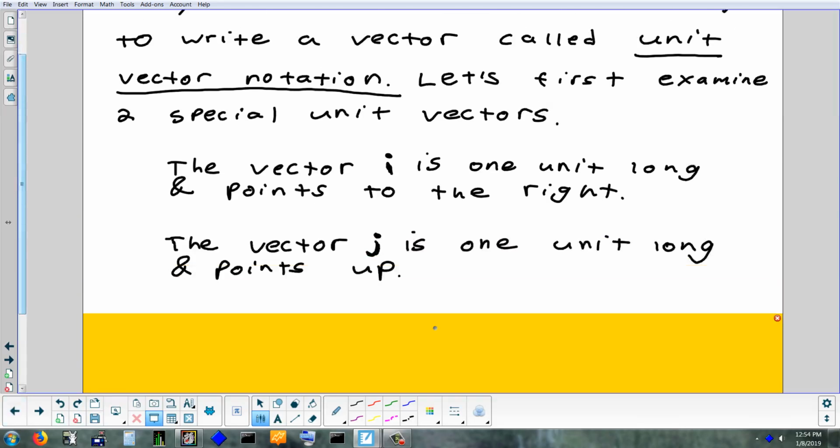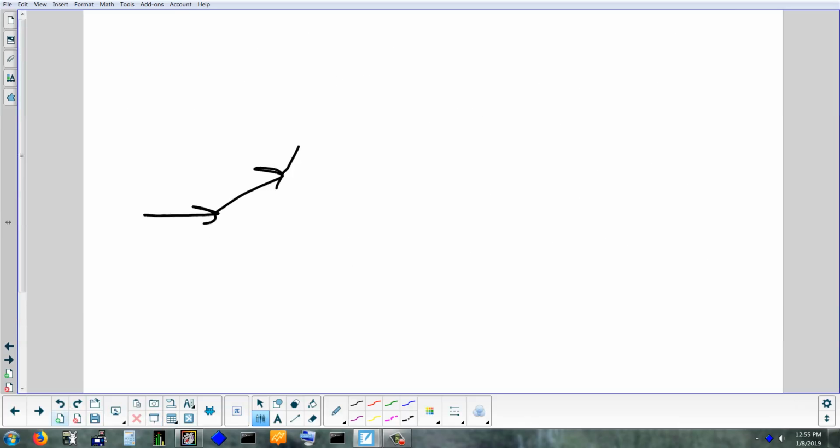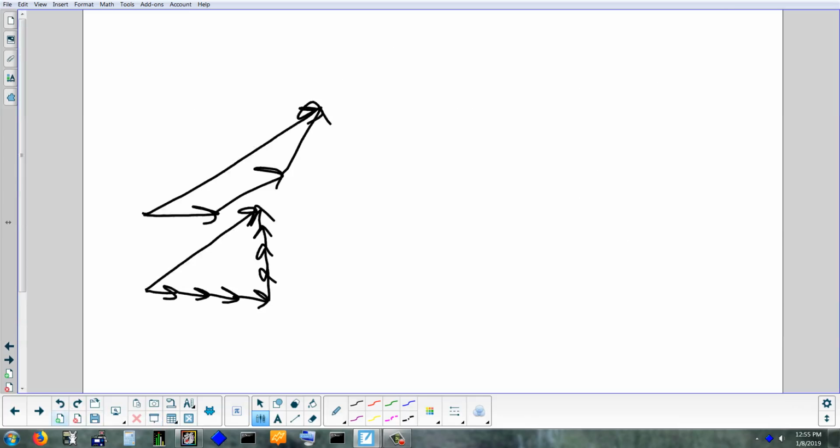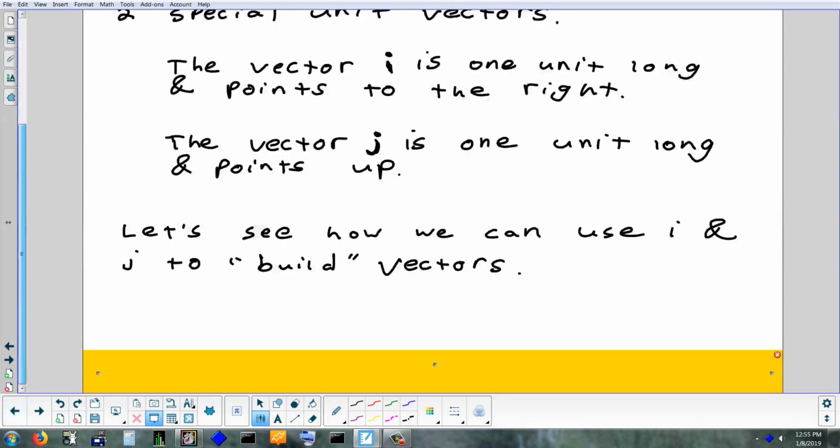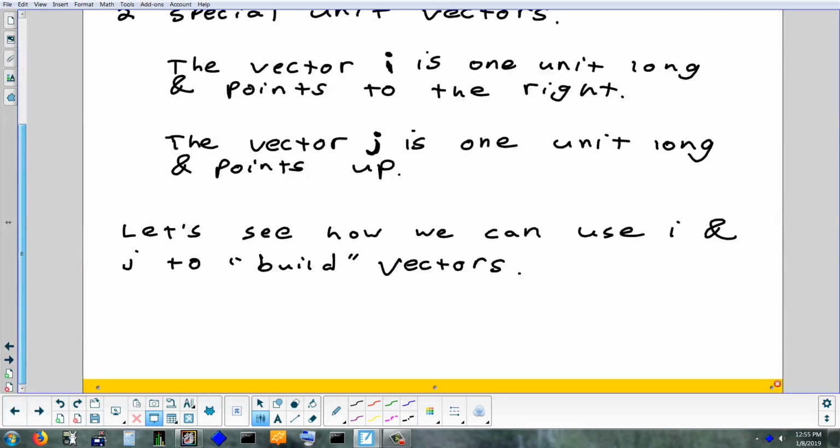The idea is we're going to think of i and j as building blocks, like Legos. We're going to stack them together to make a vector. Just like we did yesterday, we would connect vectors together, and then the final answer was always that diagonal. Well, we're going to do the same thing. We're going to stack i's together like that, and we're going to stack j's together like that to build a vector. It's just a matter of how many i's and j's we need. So we're going to use i and j to build vectors.